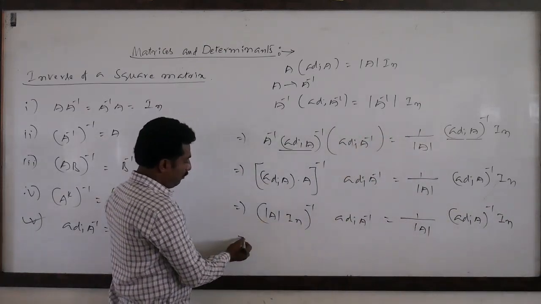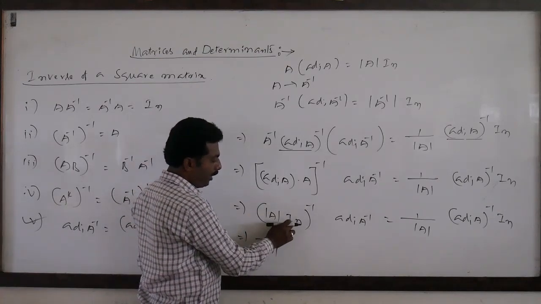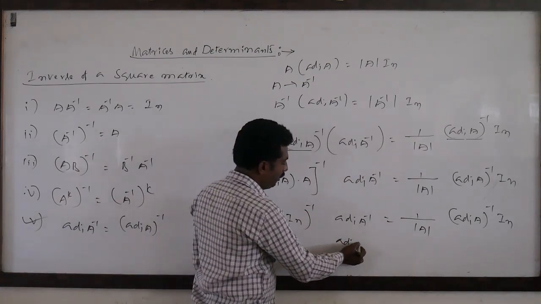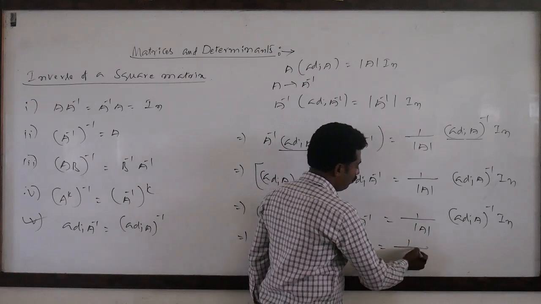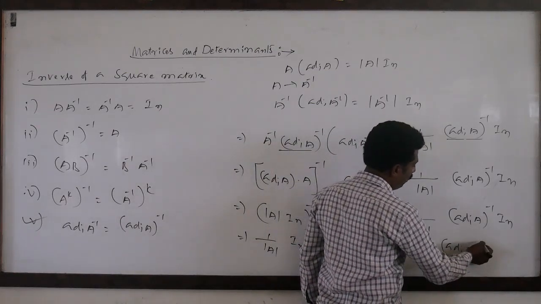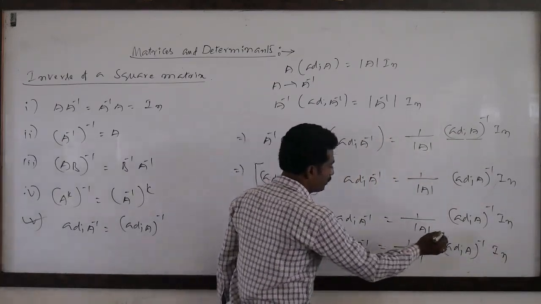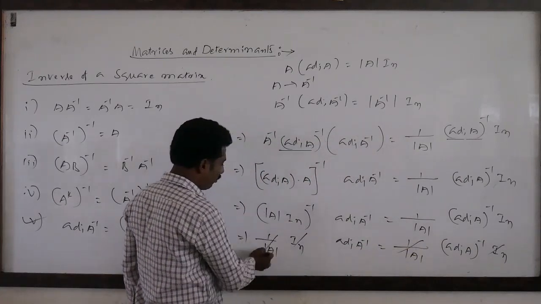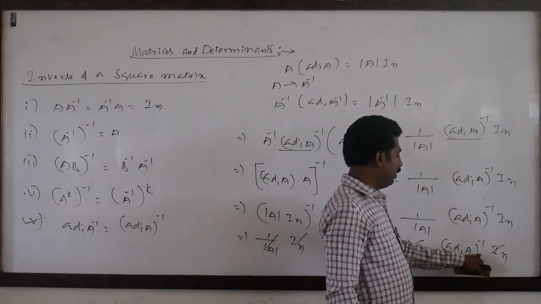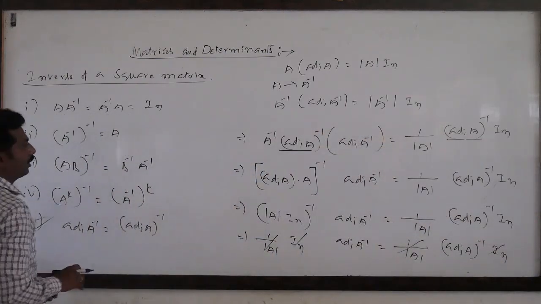So determinant of A whole inverse means 1 by determinant of A. Identity matrix inverse means identity only. So adjoint of A inverse, 1 by determinant of A, adjoint of A whole inverse equal to identity. See, identity matrix cancel, 1 divided by determinant of A. Finally, what we are left with: adjoint of A inverse equal to adjoint of A whole inverse. We got this relation. Next.